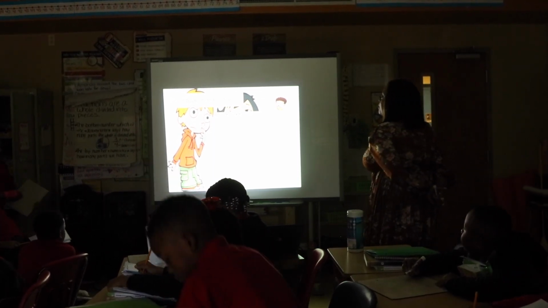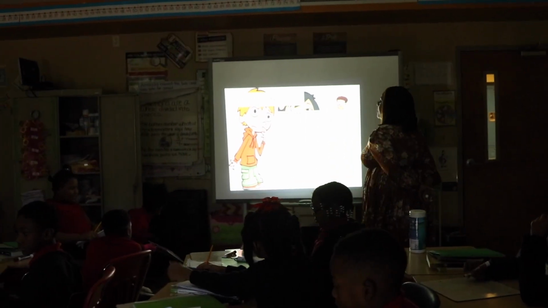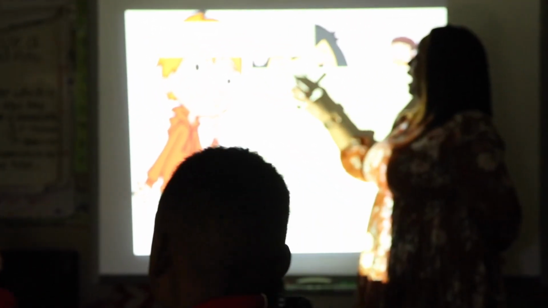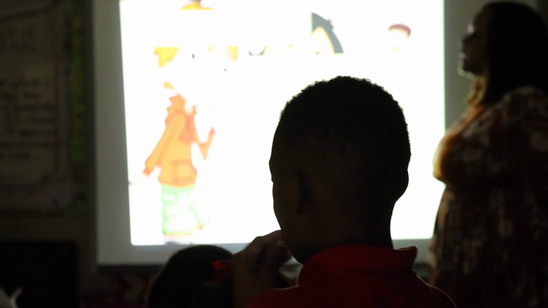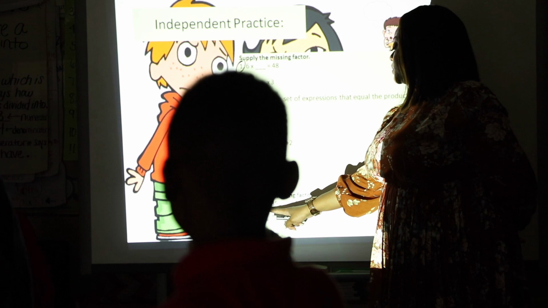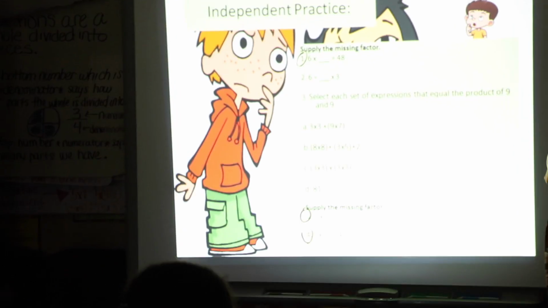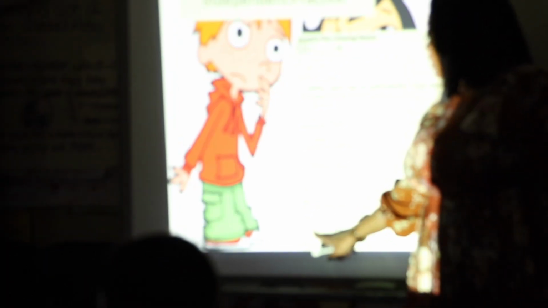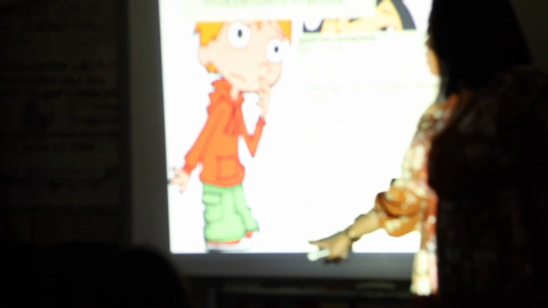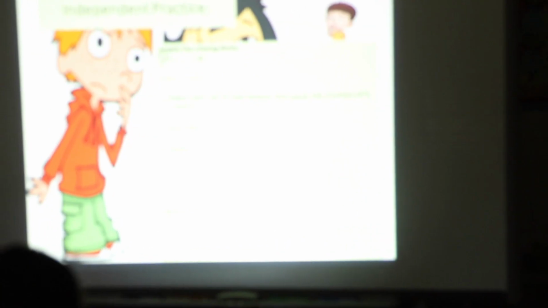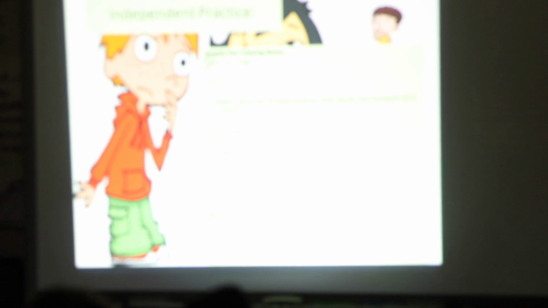All right, number 1 says supply the missing factor. 6 times blank equals 48. Number 3 says supply the missing factor. 7 times n equals 35. So what does n equal? And then the next one says 3 times n equals 24. What does n equal? Go ahead and get busy. You got 3 minutes. You got 1 minute for each problem. Get busy.